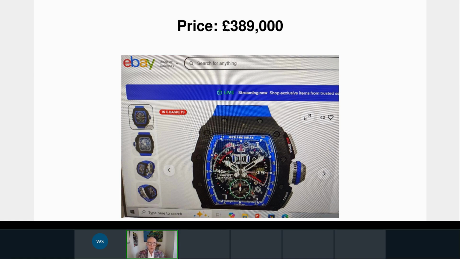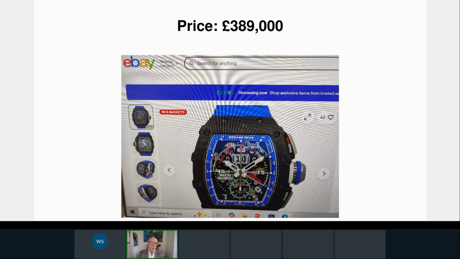Maybe it's sold by now on eBay. The price is £389,000 sterling. This watch has a slight disadvantage, although you might feel that the price could also be viewed as a disadvantage. It has the slight disadvantage that this is not new.